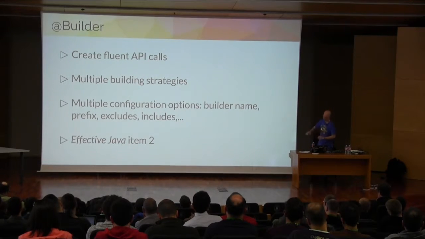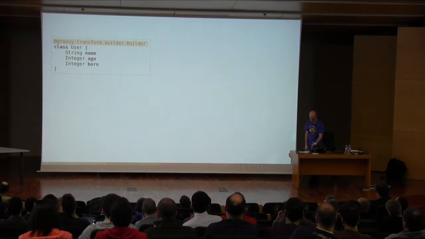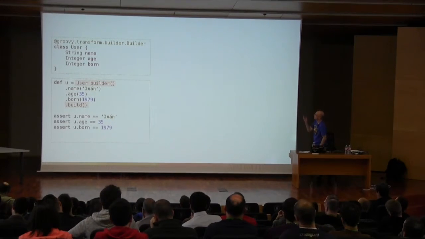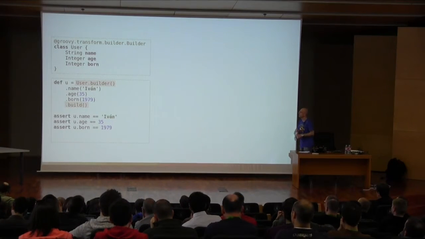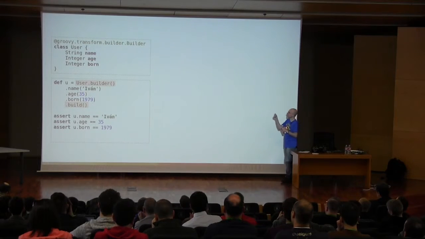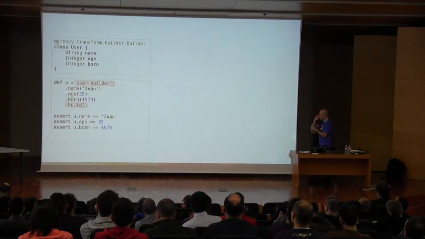So with this annotation, you can write something like this. You have again this user class. We annotate it with a builder, and we have this new static builder method. And we have this with the default strategy. We have these new methods: name to set the name, age, born, and finally we have this build method that will create the instance. So finally we can check that these values have been saved in the instance.